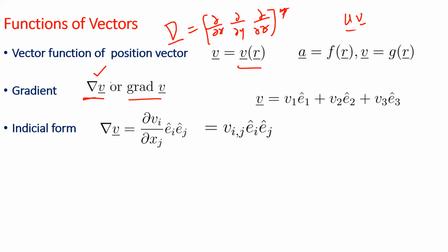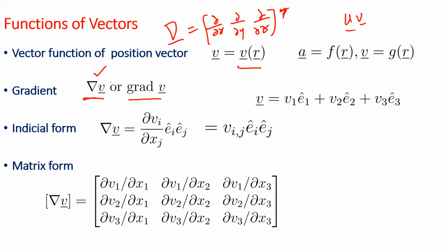Gradient of a vector leads to a tensor. I have written it in indicial form and also in matrix form. Where is this used? The most common thing which we bank on, which is strain. We will define more formally how this strain is, but this is what gradient is in various forms.